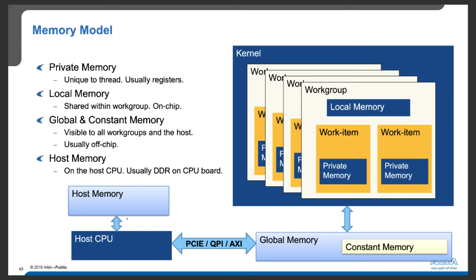On the host side, we saw the familiar host memory, which is used by the host CPU during computation. And the host and device use certain interconnects such as PCIe, QPI, or AXI to communicate, to exchange data.